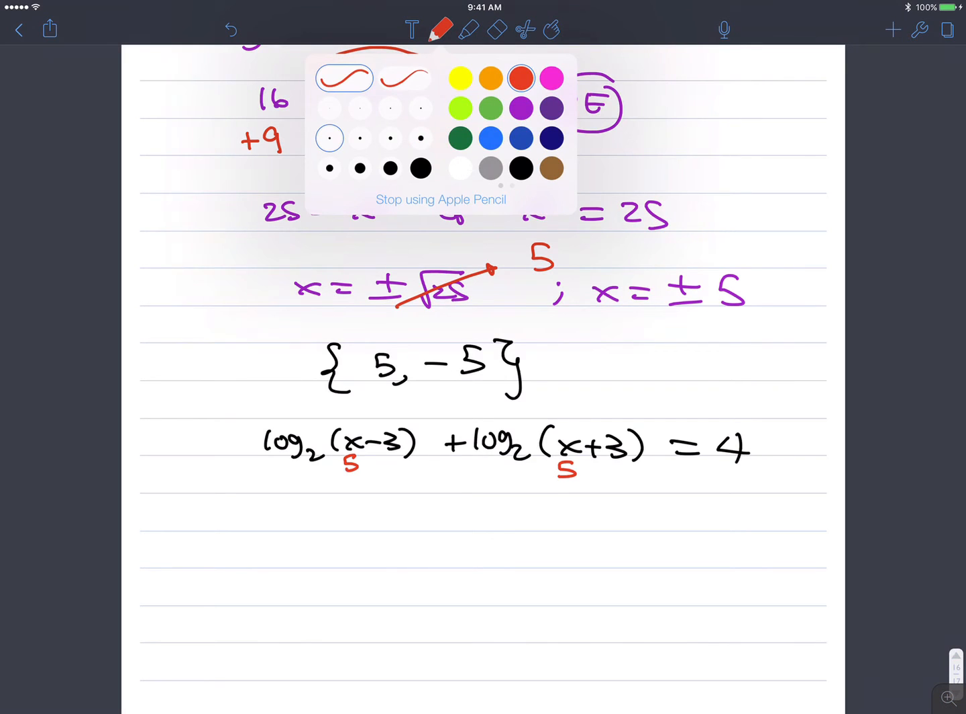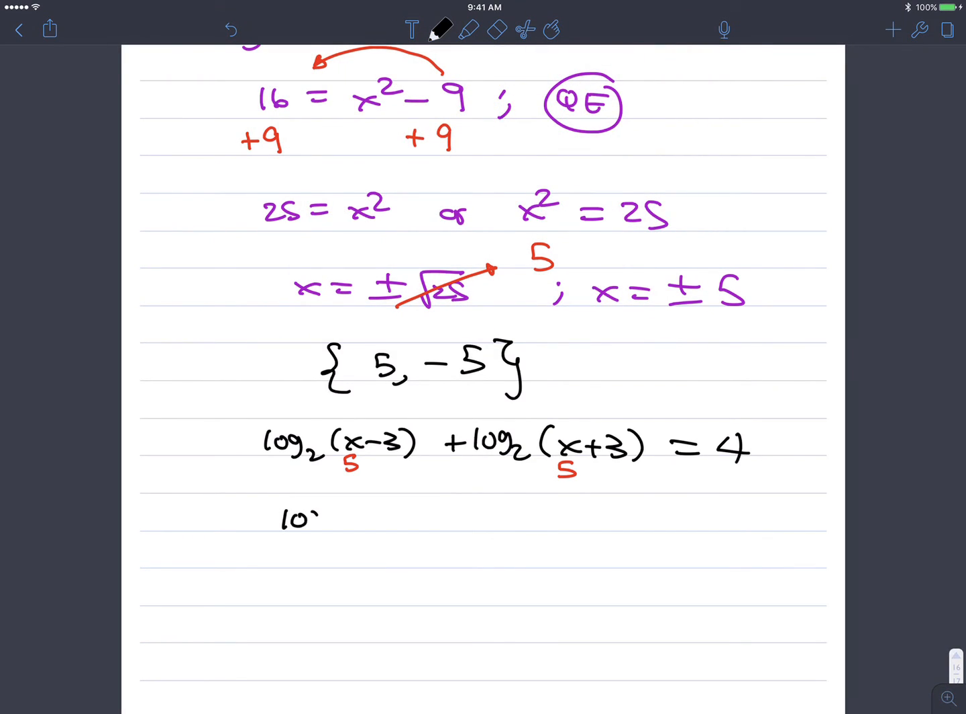Okay, let's consider what happens. 5 minus 3 is 2. That's defined. 5 plus 3 is 8. That's defined. So this is actually going to be a solution for us, so we're good with the positive 5 there, okay? Compare that to, however, negative 5.